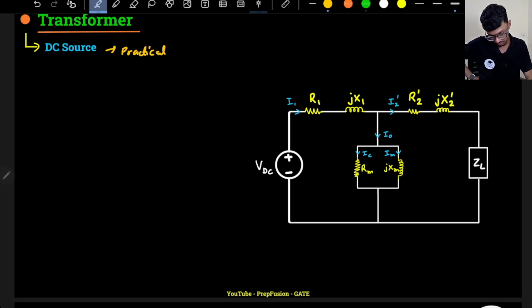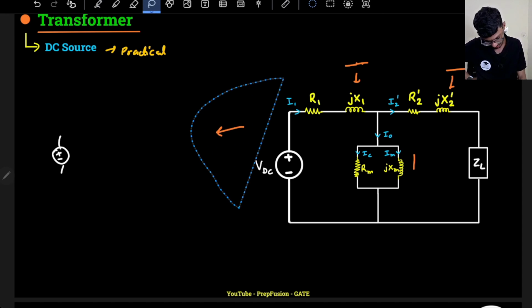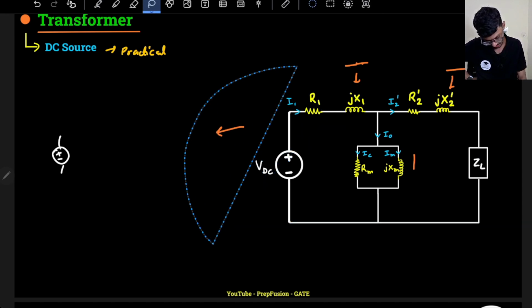This reactance will be simply shorted. This reactance also will be simply shorted. So if I just draw the equivalent circuit, this will be VDC. And don't forget that I have an ideal transformer here as well. I'm just directly connecting it, but actually there is an ideal transformer in between.